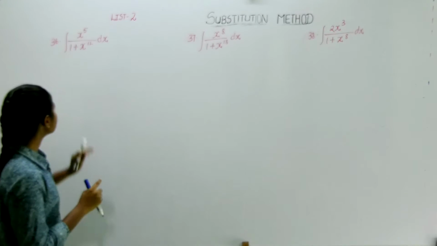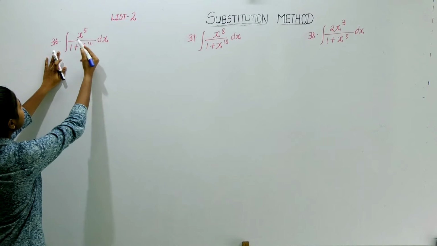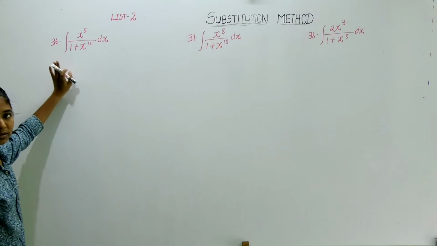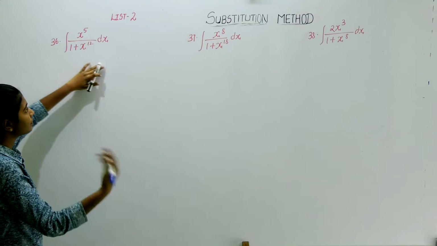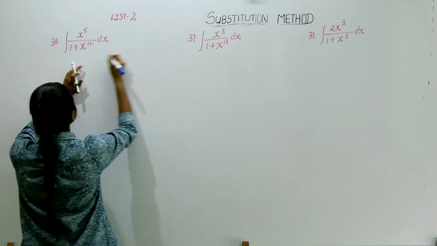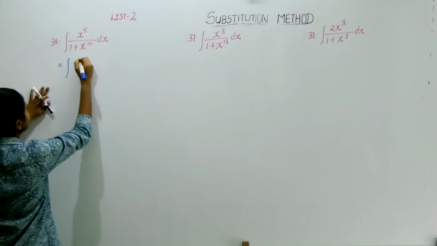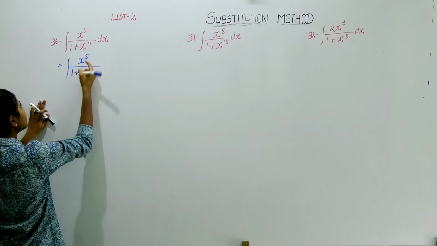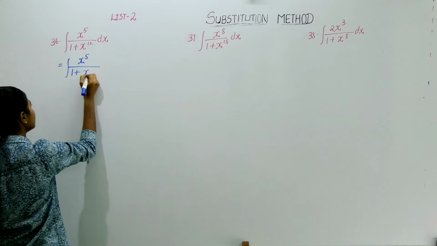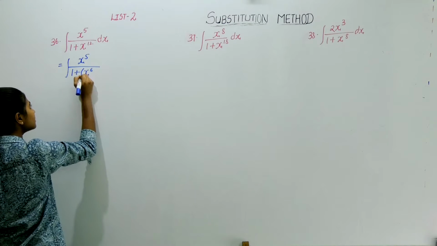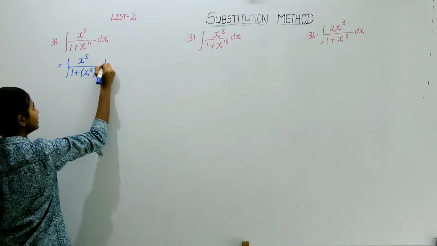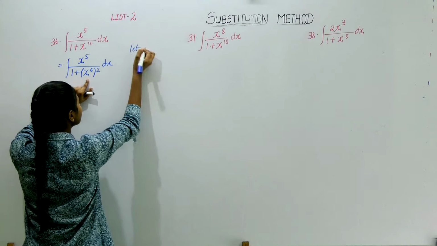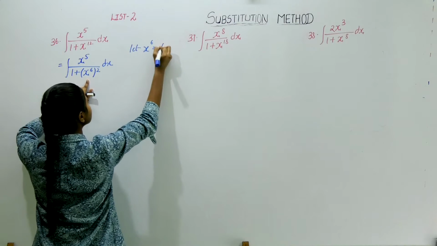Next question, the 36th one: integral x power 5 by 1 plus x power 12 dx. To solve this, there is no direct formula, so we go for the substitution method. In the first step, let me write x power 5 by 1 plus this x power 12. I can write this as x power 6 whole square dx. Now, let us assume x power 6 is equal to t.